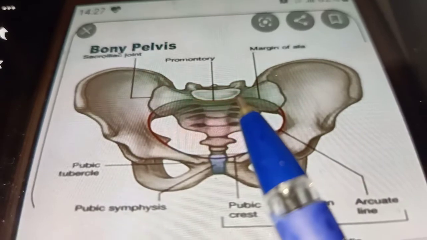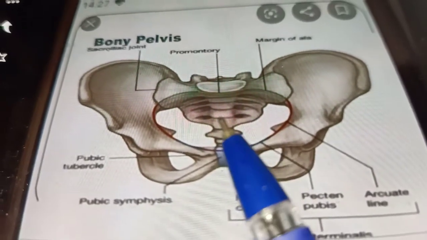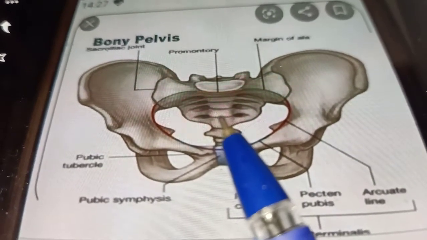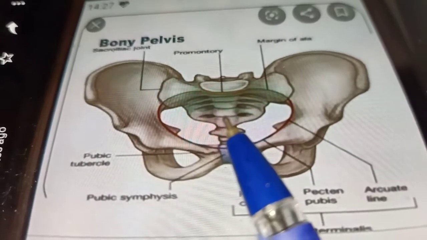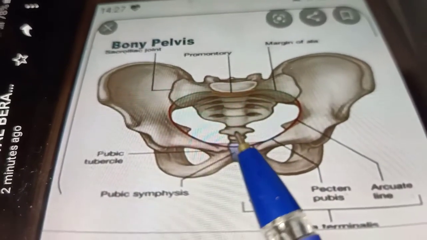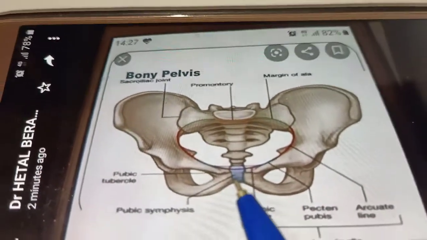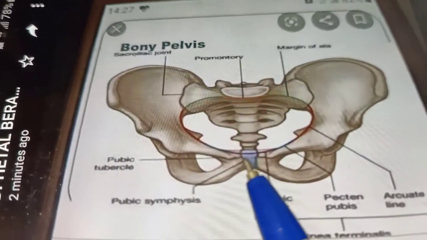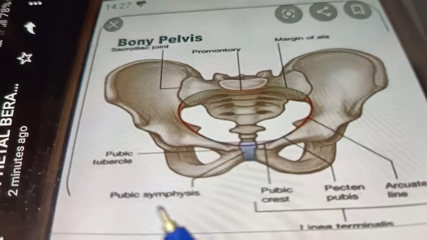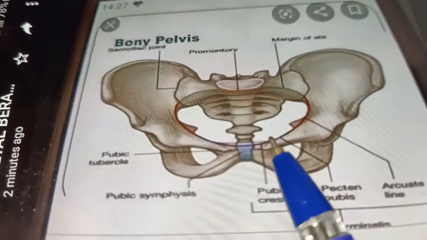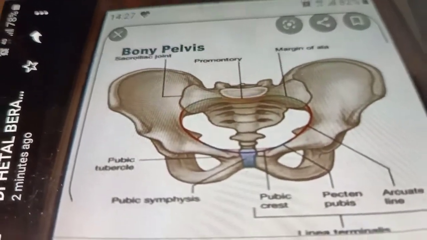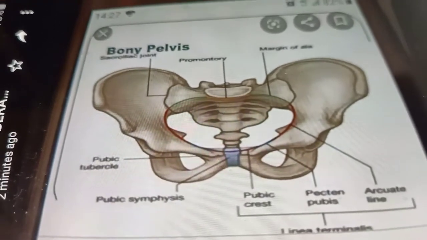Okay, the greater pelvis has no bony anterior wall and it is merely the lower part of the abdomen. Anterior wall is not formed. It has no bony anterior wall of the greater pelvis. Why? Because the pubic symphysis is slightly at a lower level.